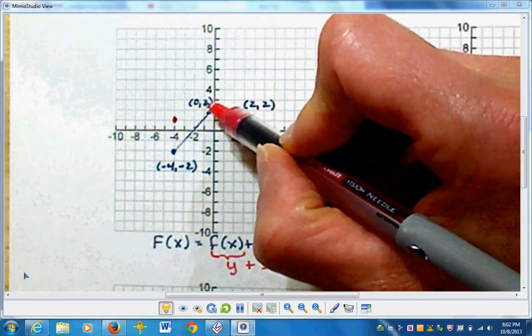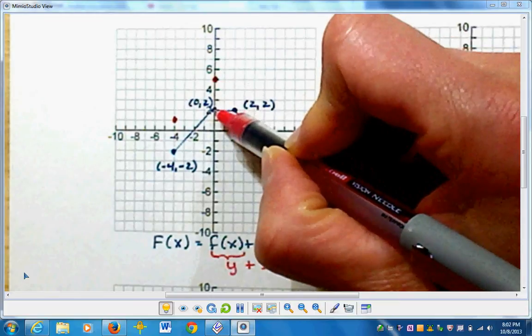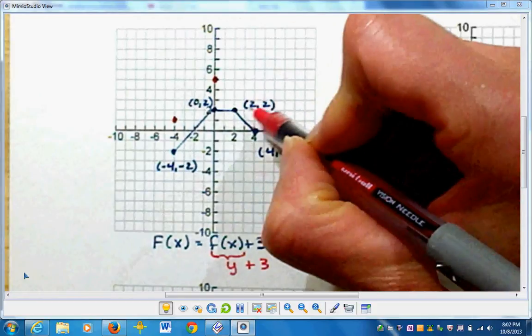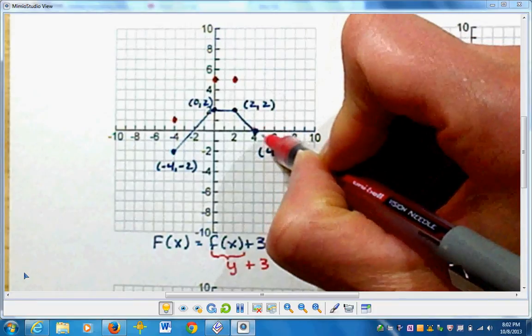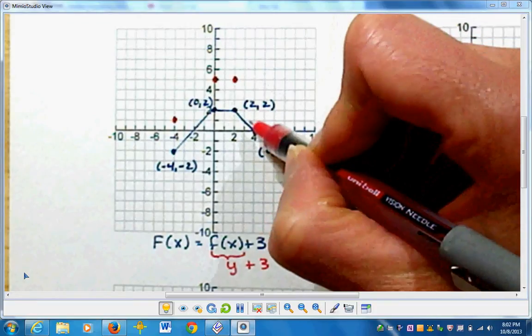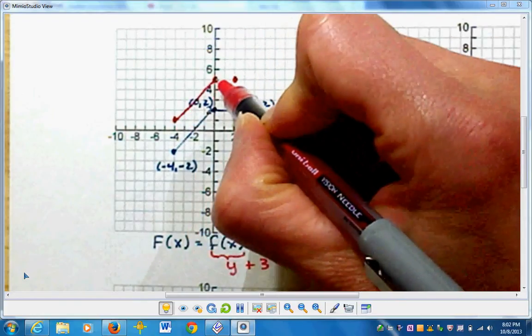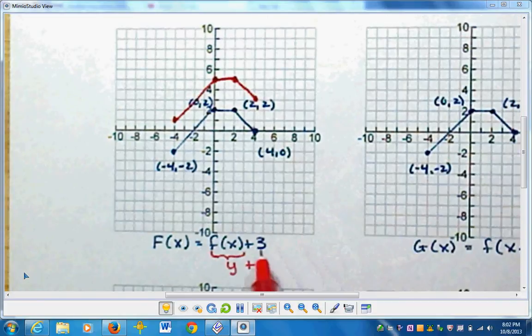If I add 3 to 2, I get 5. Well, that's the same as going up 1, 2, 3, isn't it? So on all of these, I'm going up 3. 2 plus 3 is again 5. That's going up 3. 0 plus 3 is the same as 3, 1, 2, 3. So that is my transformed function. It's gone up 3. So this 3 right here at the end is saying up 3. I'm going to transform all my points up 3.